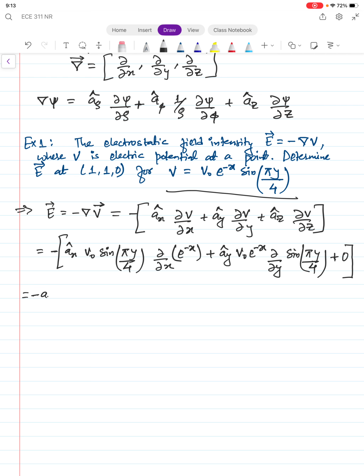Okay, let's go ahead and solve this. The derivative of e raised to the power negative x is e^(-x) times -1. Okay, and the derivative of sine is cosine.